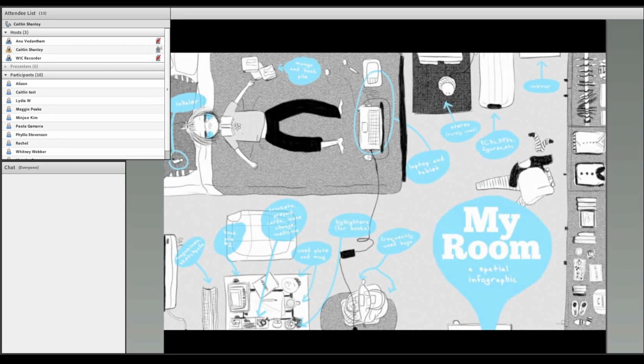Another example of showing spatial relationships. This is a spatial infographic showing someone's room. So just kind of the layout of a room and where things are located can be an infographic.